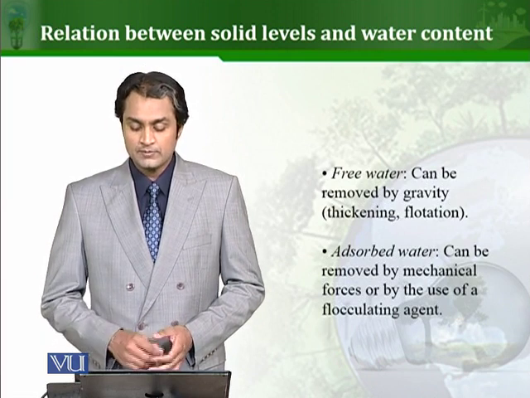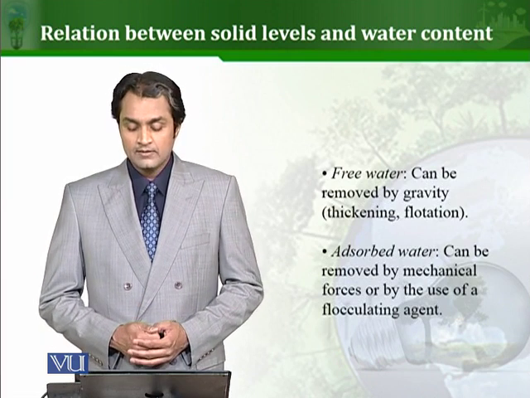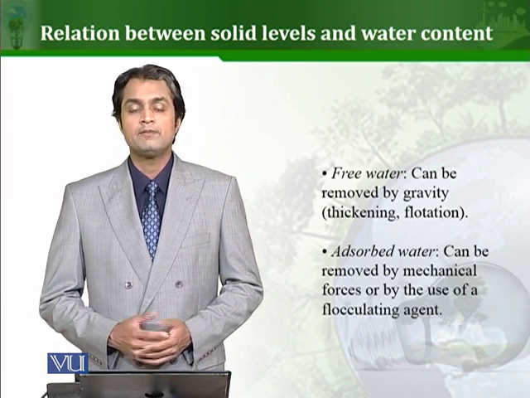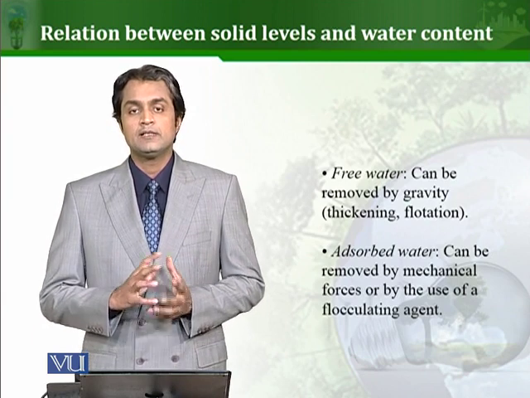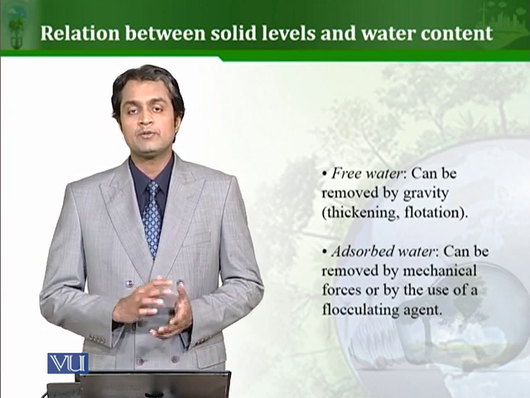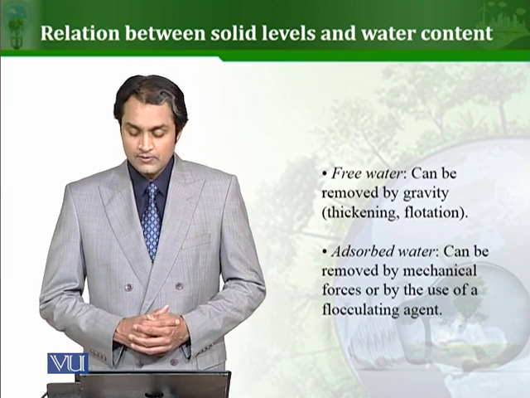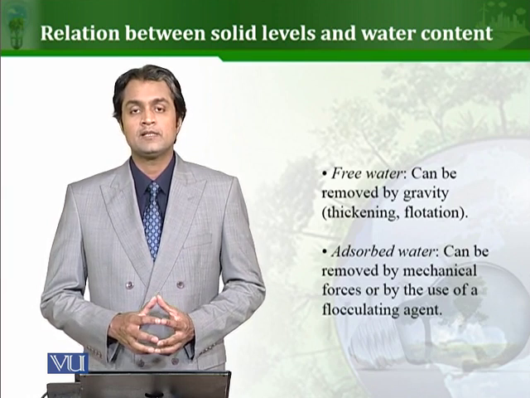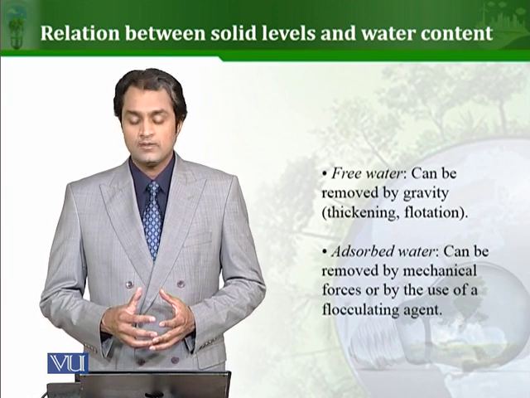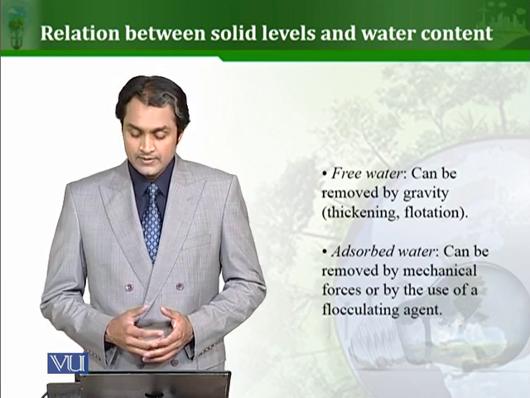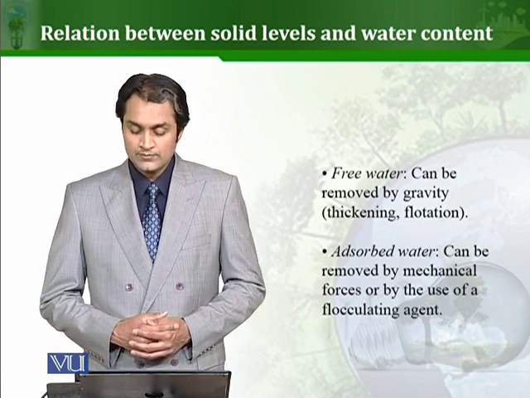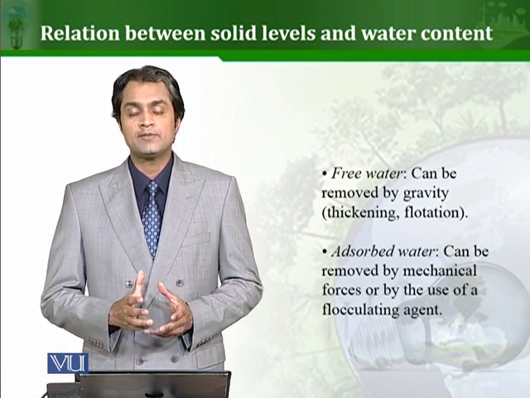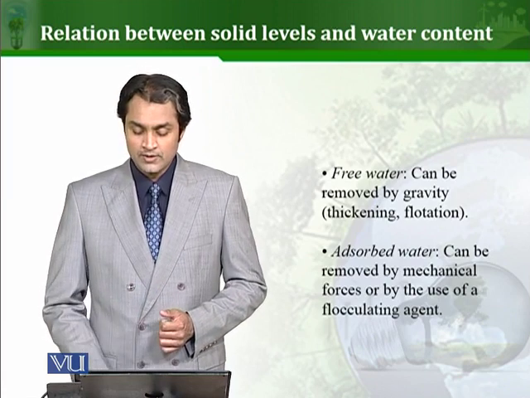For example, free water basically is free floating water and it can be easily removed by gravity, by flotation and thickening of the sludge. Free water is water that is in the sludge but completely separate from it, and it can be easily separated. Adsorbed water, as the name indicates, is adsorbed on the sludge and it needs some more forces, some strategies to be removed. It can be removed by mechanical forces or by the use of a flocculating agent. You can see here the freest form of water is called free water, and after that comes adsorbed water.